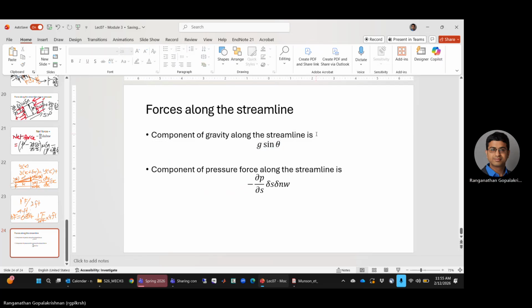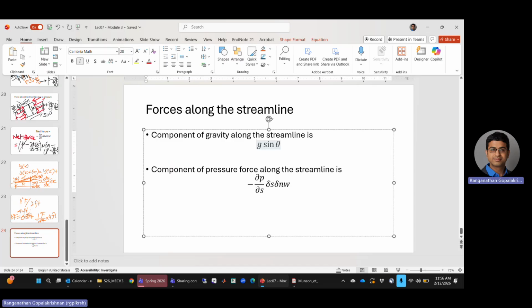Okay. This is what we have seen so far. Component of pressure force is this. Component of gravity is g sine theta. That looks odd. g sine theta is not a force. What is g sine theta? That's an acceleration. So to convert an acceleration into a force, what do you need to do? Multiply by the mass of the little fluid particle, right? And what is mass? Density times volume.